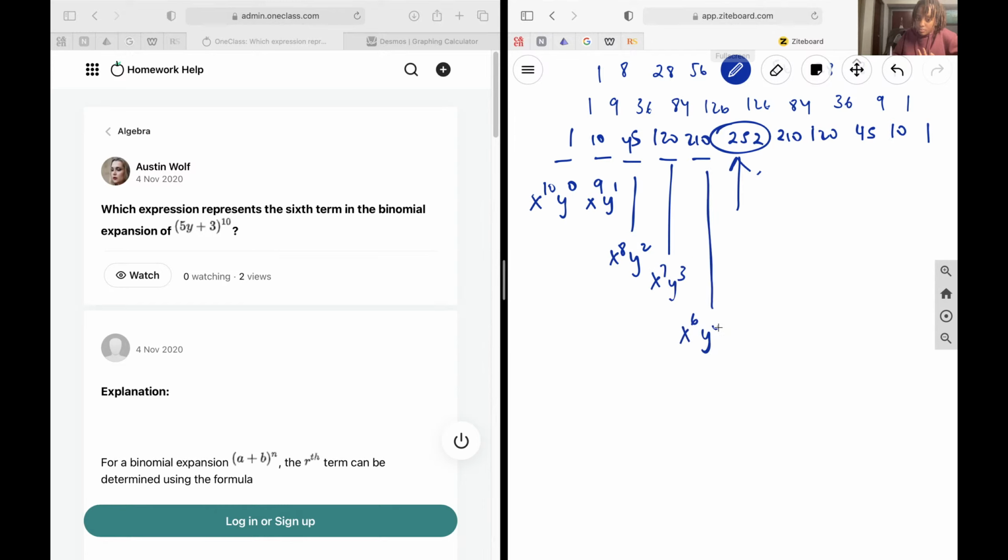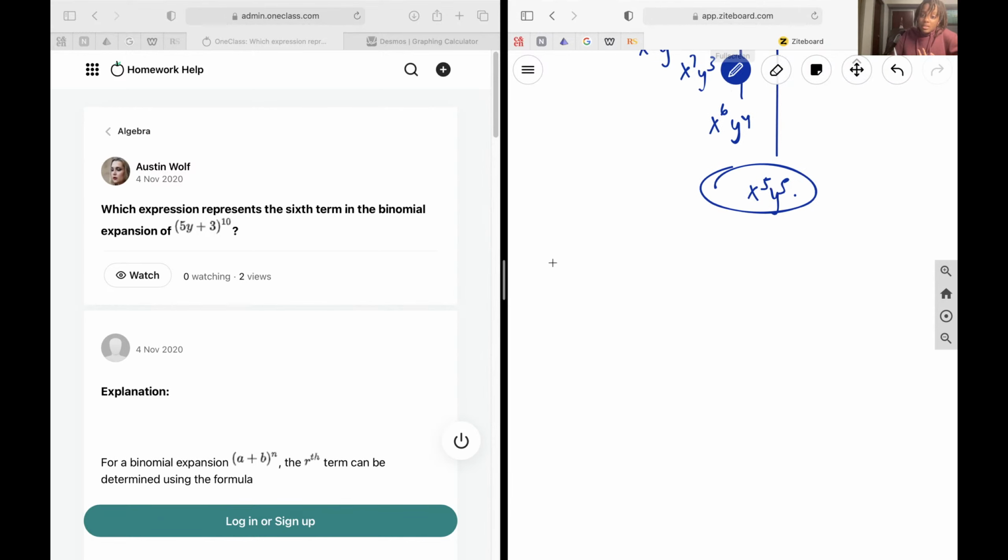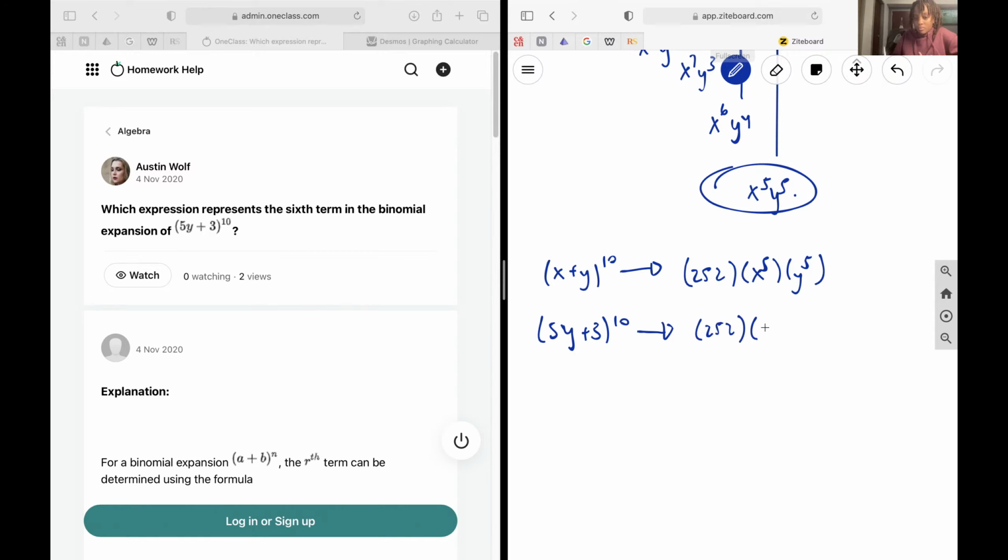So I can just write it out. I have x to the power of 5, y to the power of 5 is what my two terms are going to look like. So that means that if I had x plus y all to the power of 10, my 6th term would have been 252, x to the power of 5, y to the power of 5. But I have 5y plus 3, so I need to put in my x and my y. So this will become 5y plus 3 to the power of 10. My 6th term will be 252, 5y to the power of 5 multiplied by 3 to the power of 5.